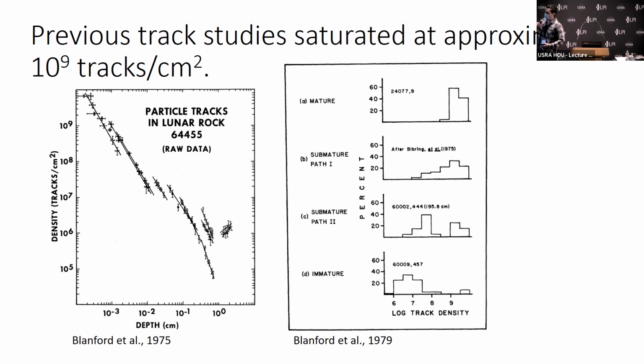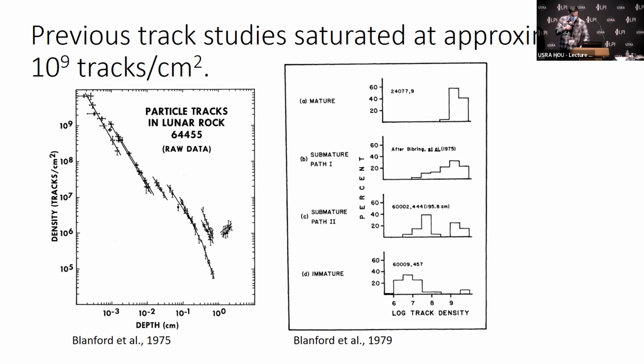So previous track studies relied on a preparation technique known as chemical etching, by which researchers would polish grains and then coat them with some corrosive material to broaden the widths of these tracks so that they could be observed via scanning electron microscopy. And with it, they were able to produce these calibration curves, just showing how track density changes with depth, and found that track density decreases very, very quickly with increasing depth from the surface of a grain.